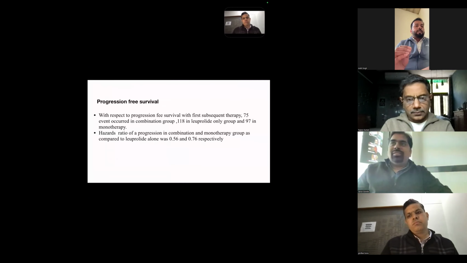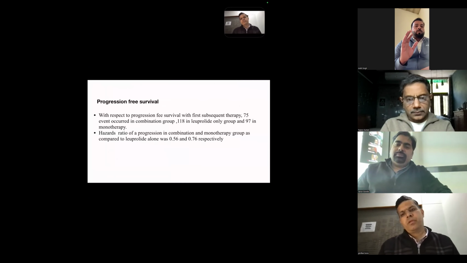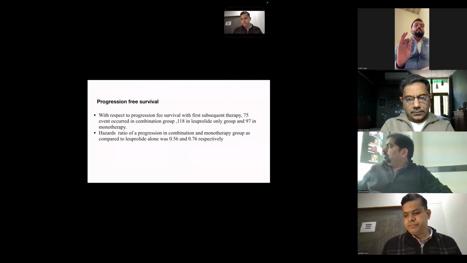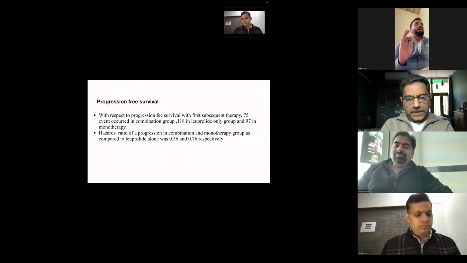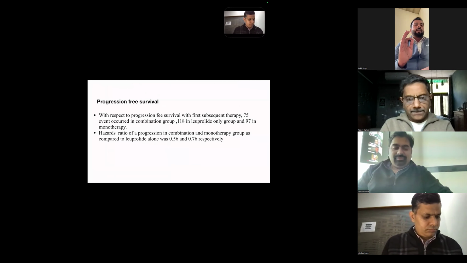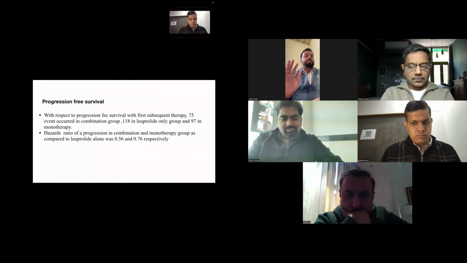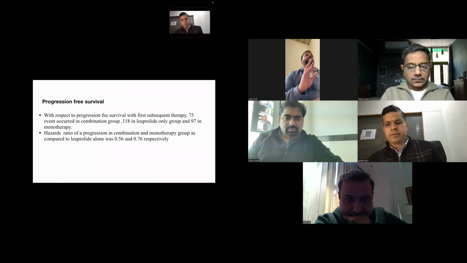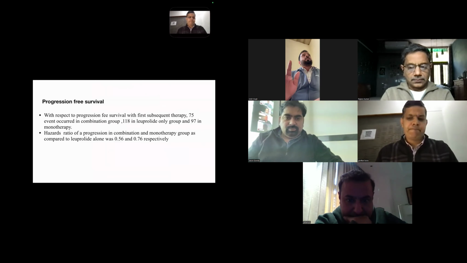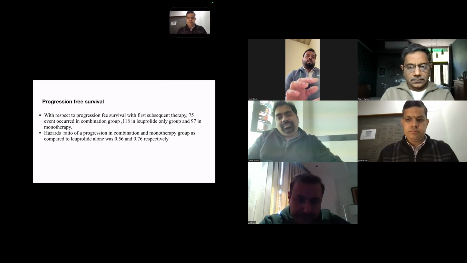Regarding progression-free survival, the total events that occurred were 75 in the combination group, 118 in the leuprolide only group, and 97 in the monotherapy group with enzalutamide, which resulted in a hazard ratio of 0.56 and 0.76 in the combination group and monotherapy group with enzalutamide over the leuprolide only group.